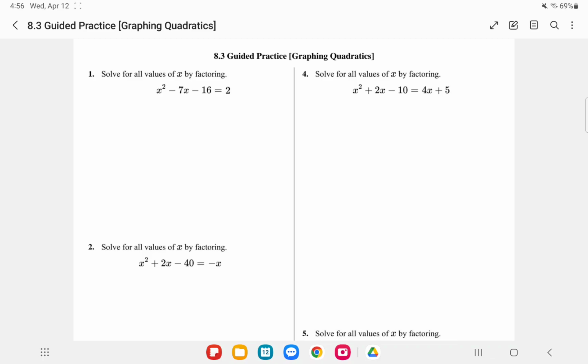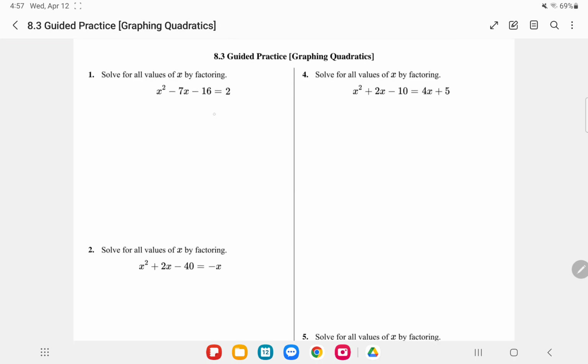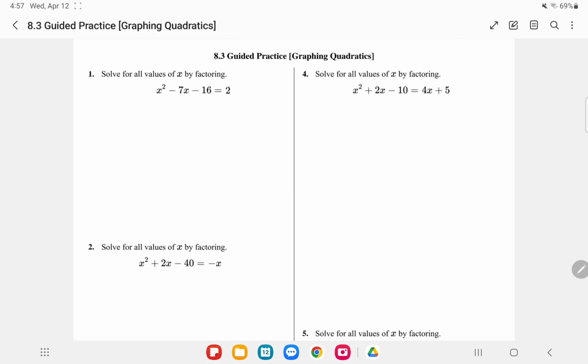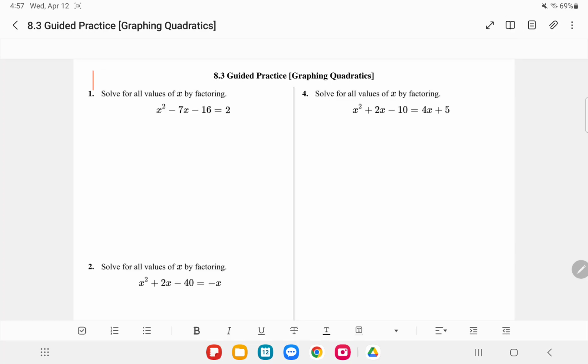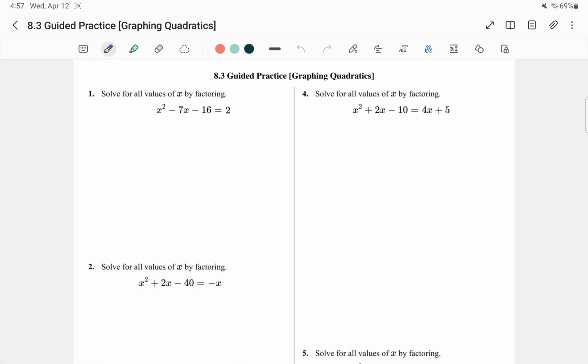All right, so for number 1, I want you to pause the video, see if you can give it a try. All right, so let's see what our answer is. There we go. So now I'm going to draw my line. Since this is not equal to 0, I need to make it equal to 0. So I'm going to go ahead and move this 2. I'm going to subtract 2 from both sides.